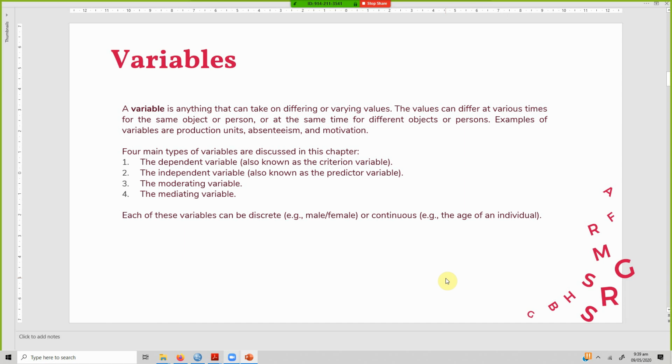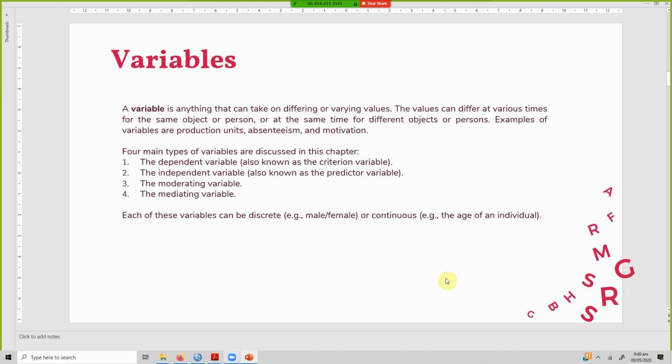For instance, examples of variables include production units, absenteeism, motivation. Culture is a variable. You might find different cultures within a particular country. Job satisfaction is a variable. The amount of social responsibility shown by different organizations is a variable. So these are variables: anything that changes from time to time, person to person, or place to place.